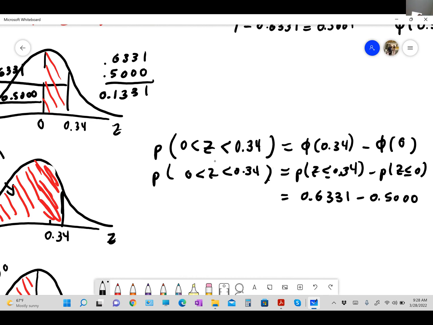How much does it matter to put less than? It doesn't matter. Less than or less than or equal to doesn't really matter because that little line has no area. But we should remember that phi means less than or equal to. So when you talk about to the right, it's greater than. Just to keep consistency.